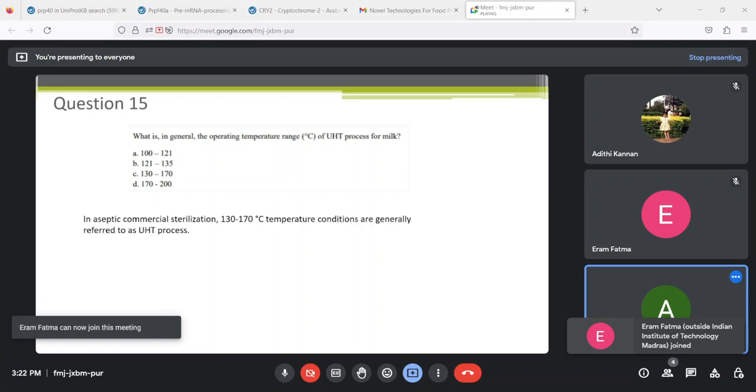So in aseptic commercial sterilization, 130 to 170 degrees Celsius is the temperature condition that is used for a UHT process. Since we are using extremely high temperatures, we stick with short residence times, or a short duration in which you will hold the milk. That is short exposure time. If you go for higher temperatures, the amount of time you need to expose the milk to such higher temperatures will reduce. So this is one of the crucial parameters of a UHT process, where you expose the food product to very high temperatures but for a very short time. So the answer is option C.